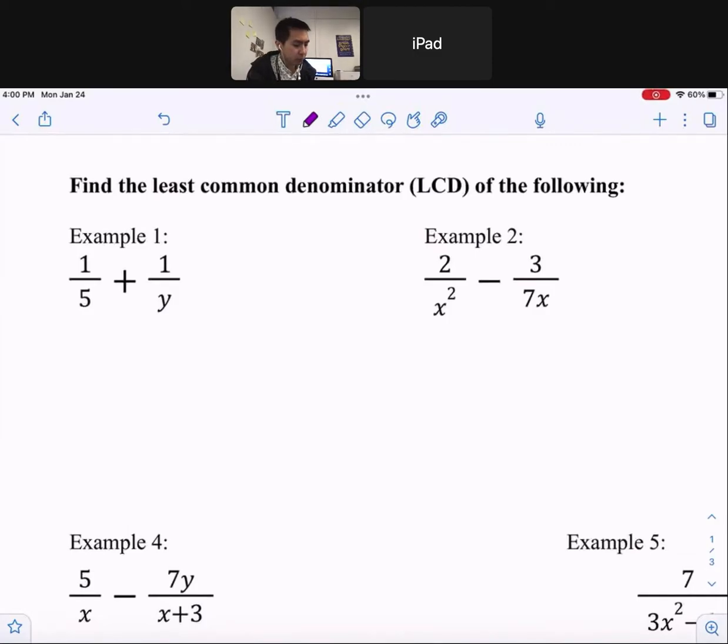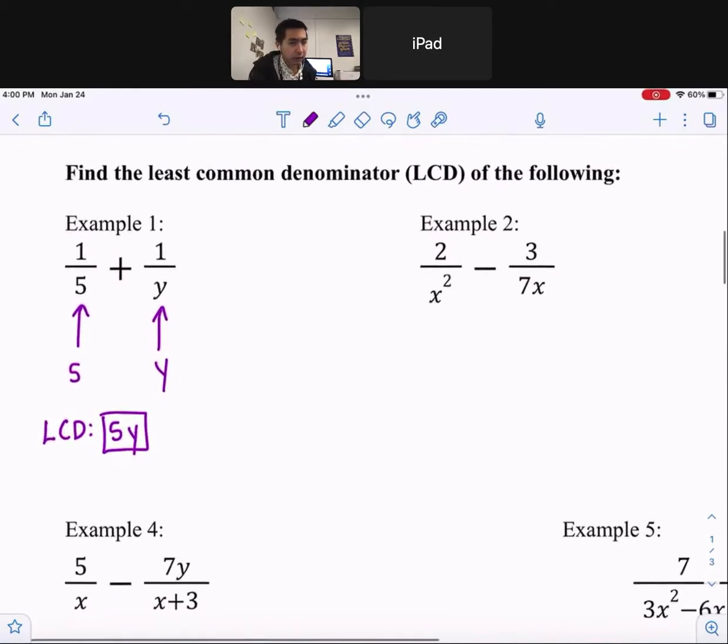So for example 1, the denominator for this one is 5, and this one's y. These are completely different factors or denominators, right? So the LCD, we just multiply these two together. 5 times y is 5y. Okay? Not too bad.